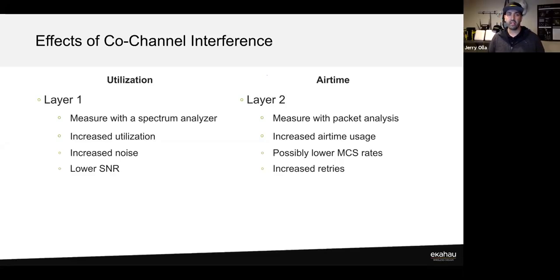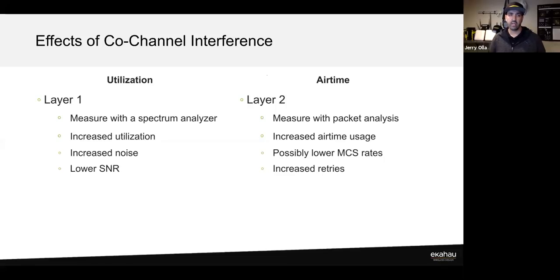And what we mean by that, layer 1 is the physical medium, right? That's the actual RF energy that's being transmitted and measured on the spectrum, and then the layer 2 side is more the packet level information, and there are going to be impacts that we can observe in both of those that can correlate back to co-channel interference and the effects of that.